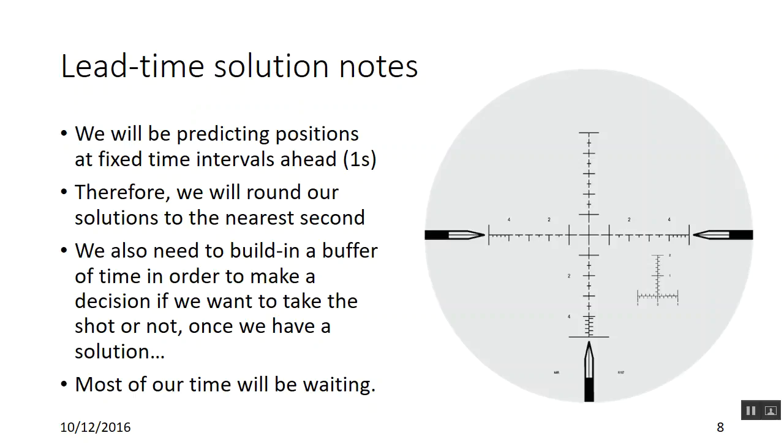We have to build in a buffer, like I said, so that we can take the shot. We have to have a little extra time so that our fire control can make a decision. Because if we give ourselves just enough time to fire the shot, then there's no time to wait and actually make sure everything's lined up and pull the trigger. So there's a buffer, there's a particular prediction range we want.